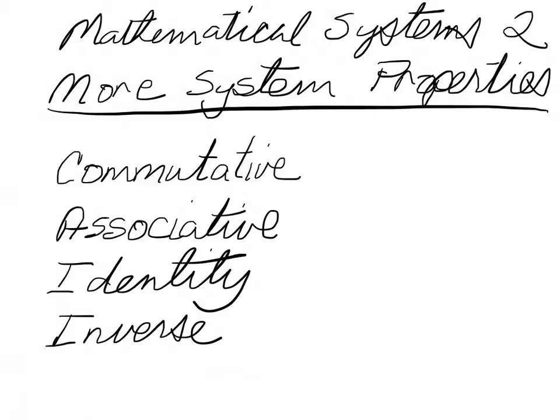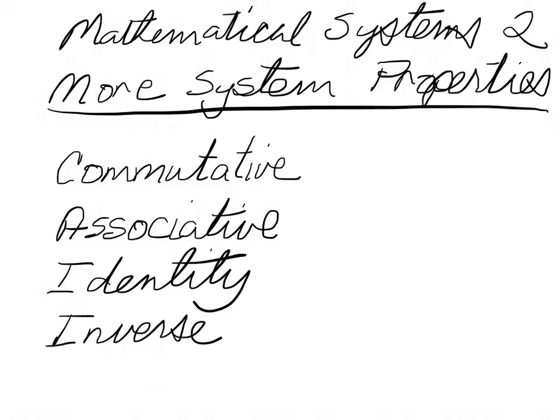Hi everyone, welcome to Mathematical Systems 2. In this lesson we're going to talk about more mathematical system properties. The specific properties we're going to talk about are the commutative, associative, identity, and inverse properties. Now we're familiar with these properties from real numbers, and we know that they work with addition and multiplication.